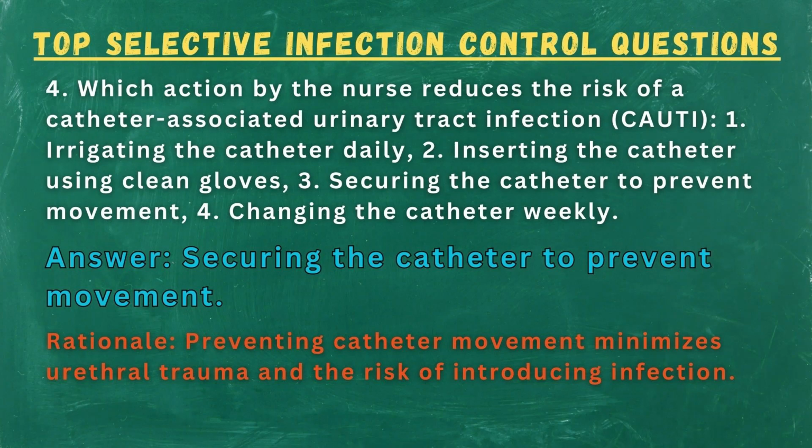4. Which action by the nurse reduces the risk of a catheter-associated urinary tract infection, CAUTI? 1. Irrigating the catheter daily. 2. Inserting the catheter using clean gloves. 3. Securing the catheter to prevent movement. 4. Changing the catheter weekly. Answer: securing the catheter to prevent movement. Rationale: preventing catheter movement minimizes urethral trauma and the risk of introducing infection.